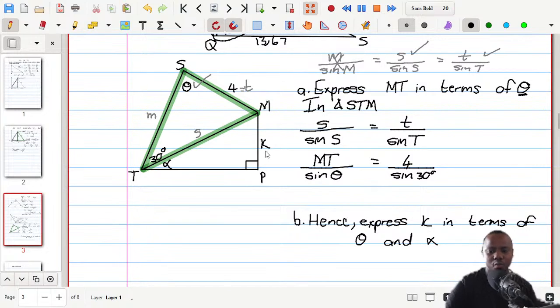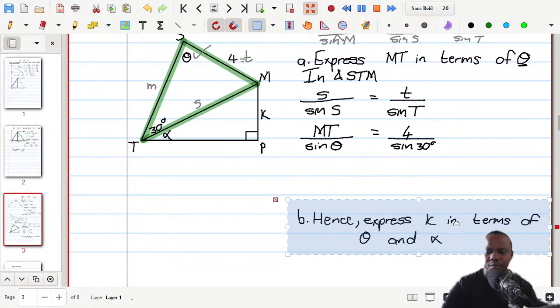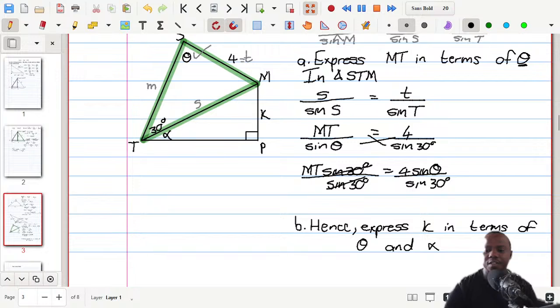Once again, when we get to this point, we need to cross multiply. Let me just make some more space down here. So let's move this down. After cross multiplying, we get MT sine of 30, and this is equal to 4 sine of theta. We're solving for MT, so divide by sine of 30 degrees on both sides. This and this will cancel. Your MT is equal to 4 sine of theta divided by sine of 30, and sine of 30 is 1 over 2. 4 divided by 1 over 2 is going to give us 8 sine of theta.